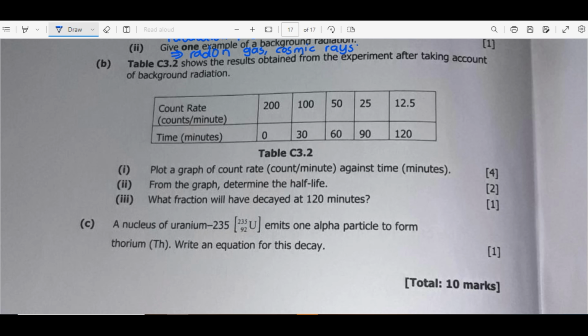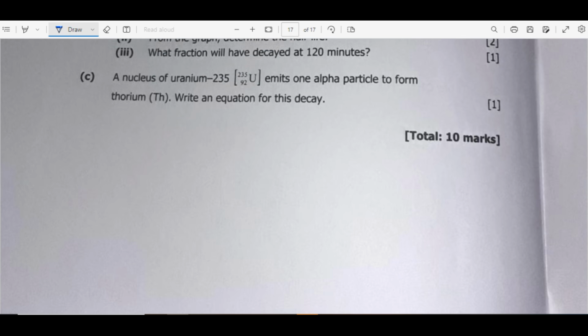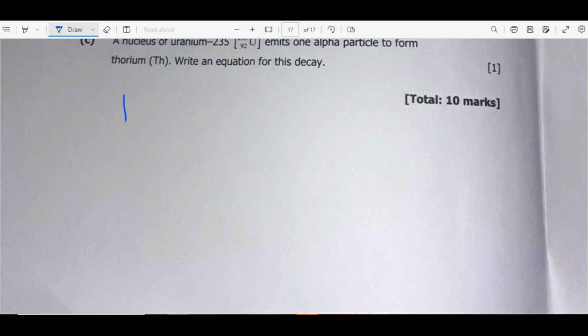Okay, plot a graph of count rate, count per minute, against time. Count rate is y. Remember, before the word against is y, after against is time. So this is our x-axis, y-axis. We can begin by making the xy plane.